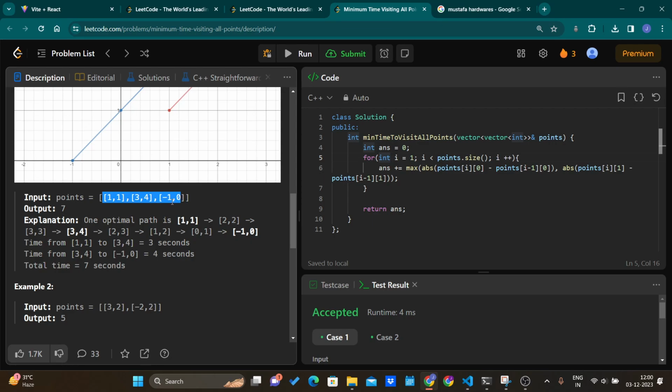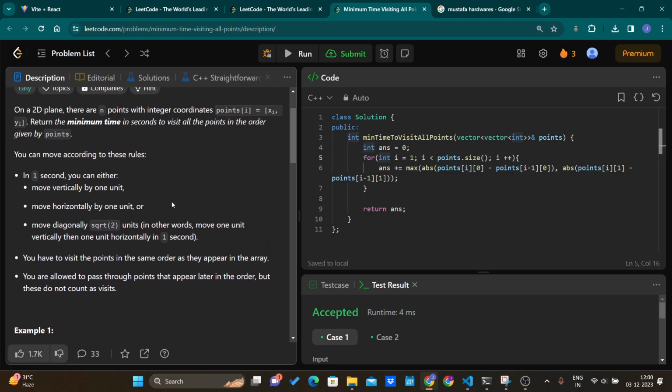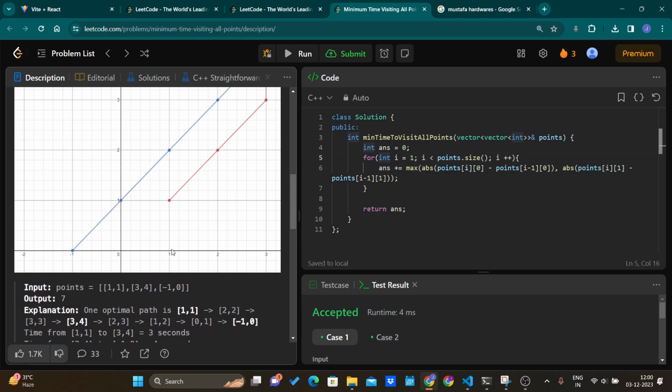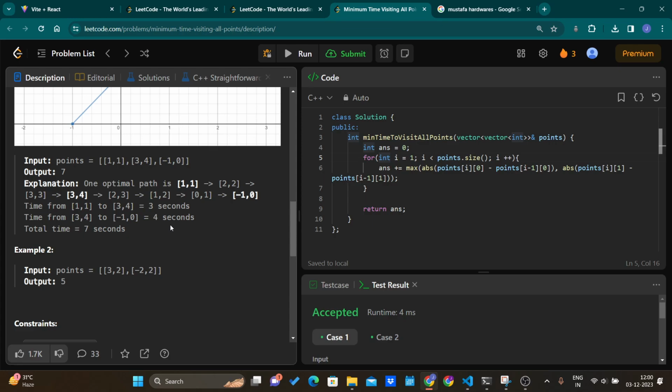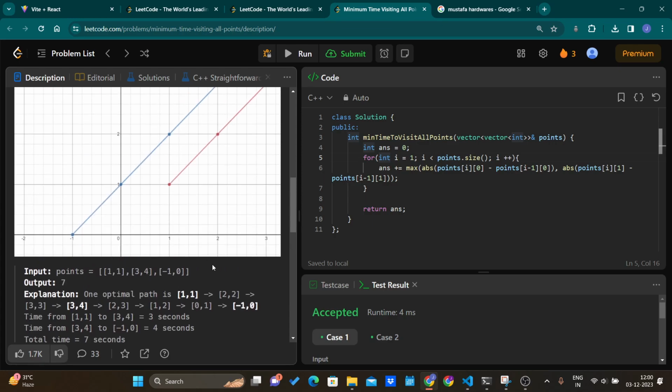Okay, and the constraints and the rules that they have given us are that we can move either horizontally or vertically or diagonally. One horizontal move costs 1 second, one vertical move costs 1 second, and one diagonal move costs 1 second. So we have to calculate the minimum time required to visit all these points in order.